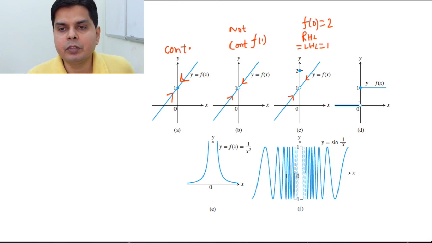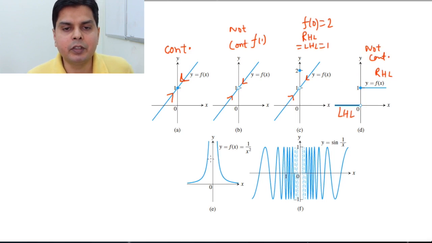Now see this function. In this function the left hand limit is 0, the right hand limit is 1. So obviously the limit does not exist. So this will also be not continuous, because for continuity the limit has to exist.